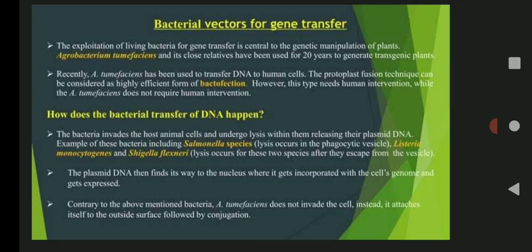Bacterial vectors are used for gene transfer in the case of plants, especially Agrobacterium tumefaciens. Already we discussed this under plant gene transfer.